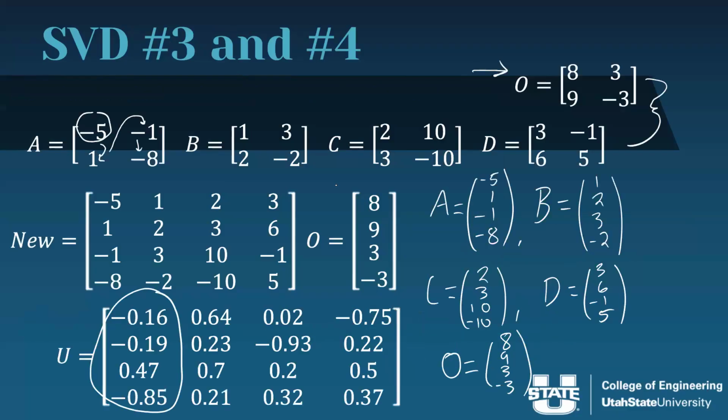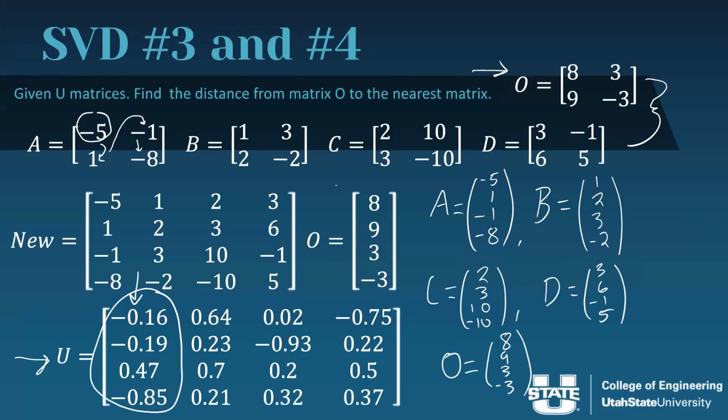In this problem, the entire U matrix was given. You pick the U matrix, and you don't solve the whole first column. All we need is the first column.